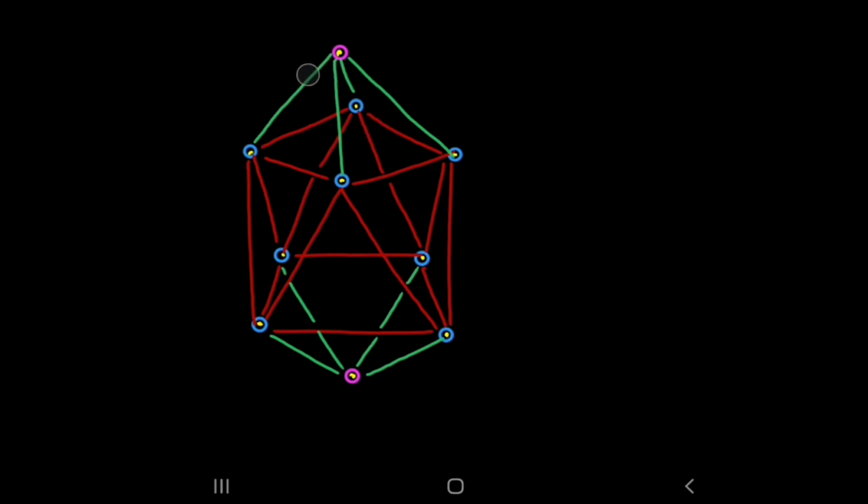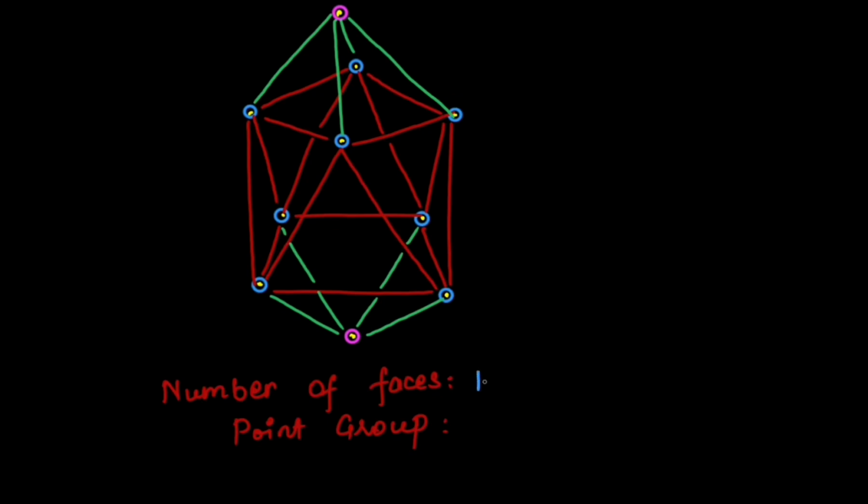Now 4 triangular faces above, 4 triangular faces below, 8 triangular faces from the parent. This square face is embedded. The second square face is also embedded, hence it should not be accounted for. This gives altogether 16 triangular faces. And since both the square faces are symmetrically substituted, it belongs to D4D point group. I have shown a C4 rotational axis. D4D is also the point group for the parent square antiprism.